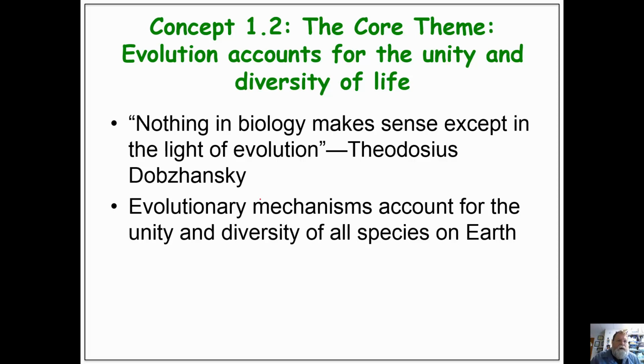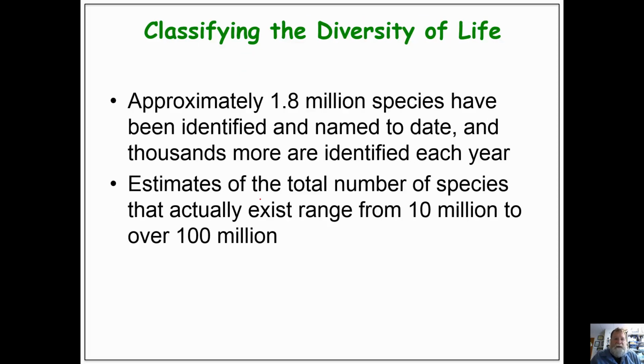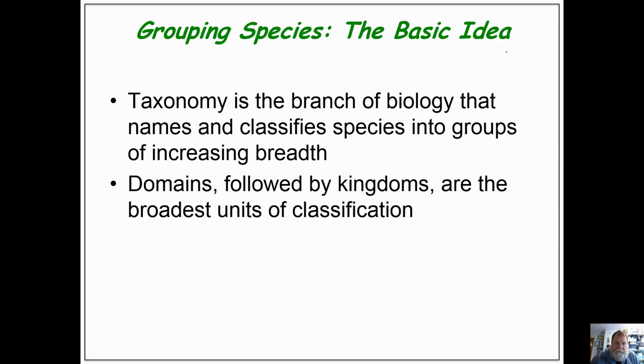And so what we're going to say is that evolution, or what we call descent with modification, or change in allele frequency over time, is the theme that describes everything, and everything in biology responds to this. We will look at and classify the diverse things that we call life in this class. And again, there have been over 1.8 million species recorded on this planet so far.